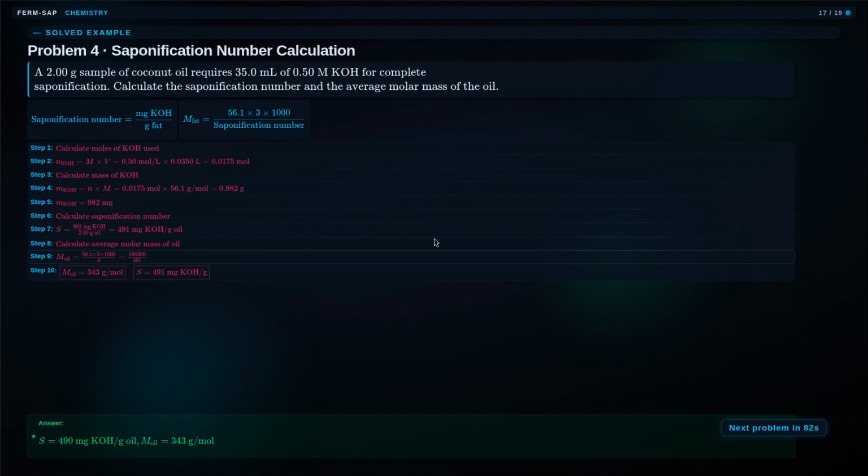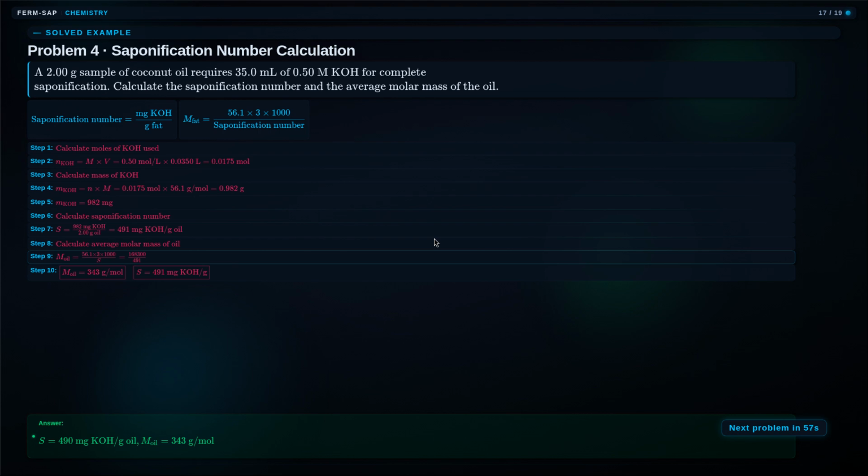Step 2. Calculate mass of KOH. Mass equals 0.0175 moles times 56.1 grams per mole equals 0.982 grams, which is 982 milligrams. Step 3. Calculate the saponification number. 982 milligrams of KOH divided by 2 grams of oil equals 491 milligrams KOH per gram of oil.